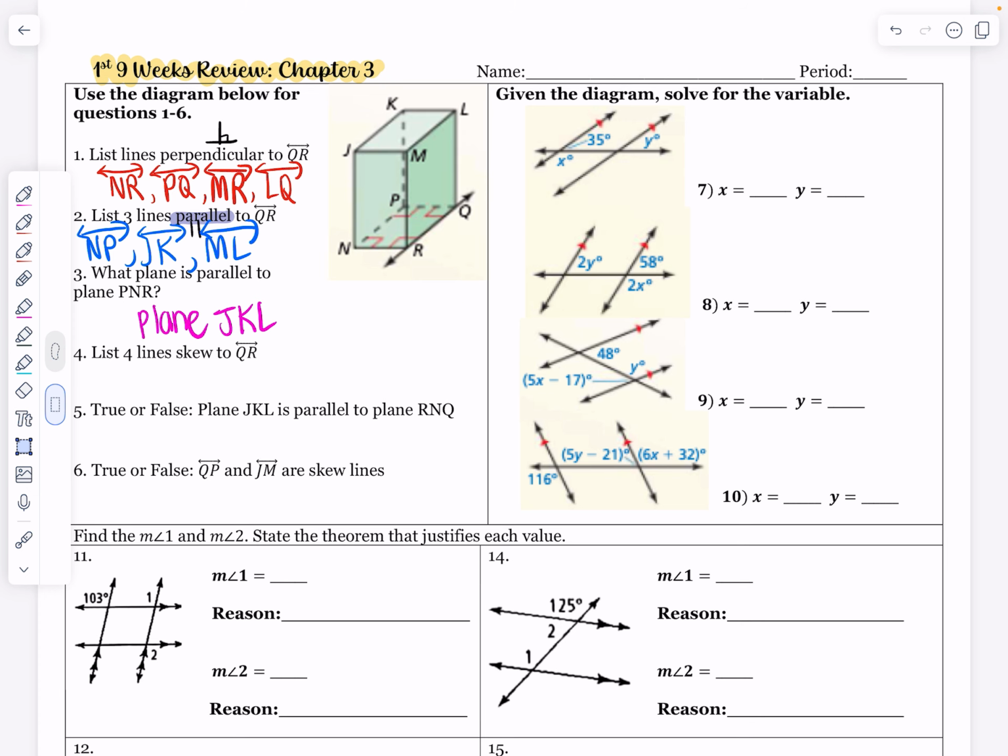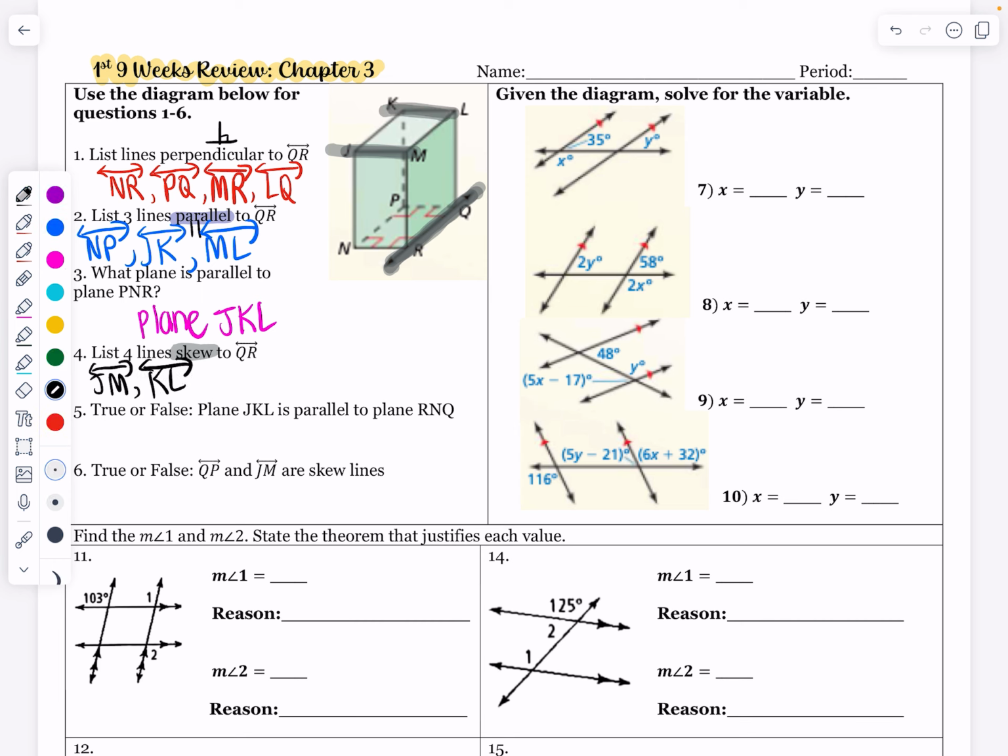All right, now we're going to list four lines that are skew to QR. So what does skew mean? Remember that skew means that it is not ever going to cross it, but that it's facing a different direction. So it's non-coplanar. So who would be skew to QR? JM is not crossing QR, but it's also not facing the same way. So JM would be an example. Who else would be skew? KL would be an example.